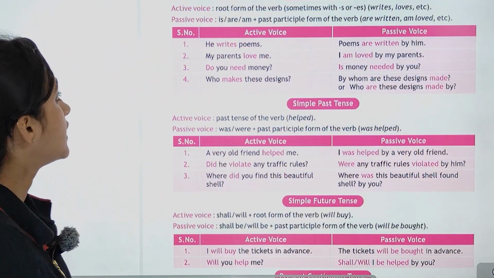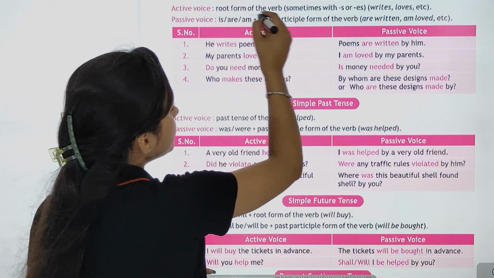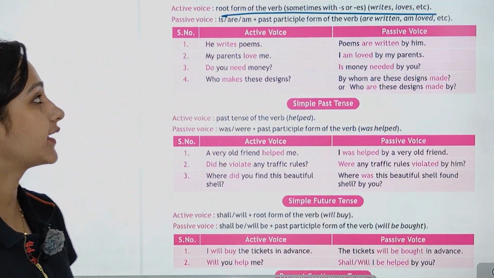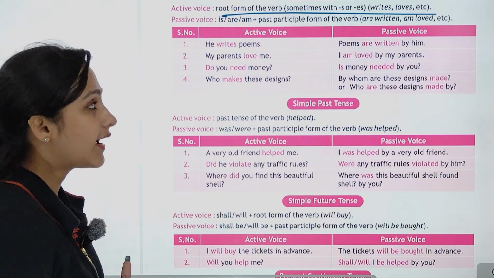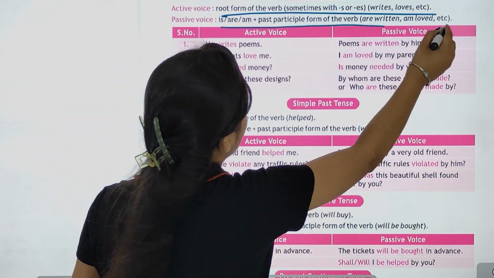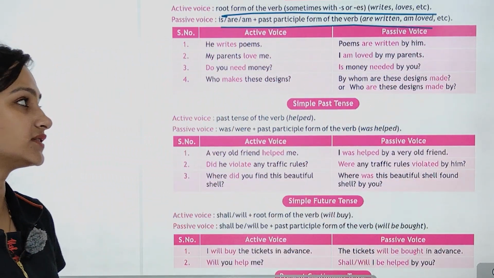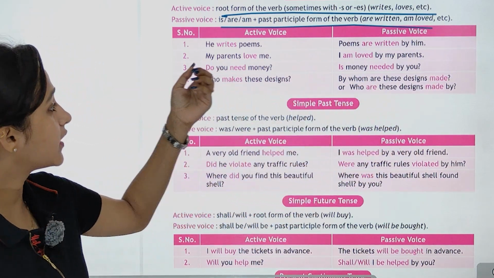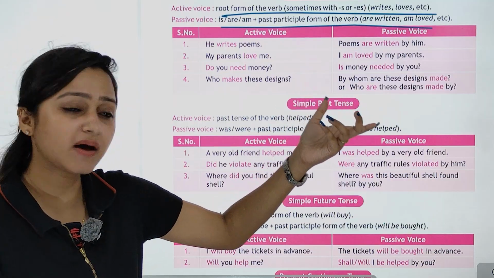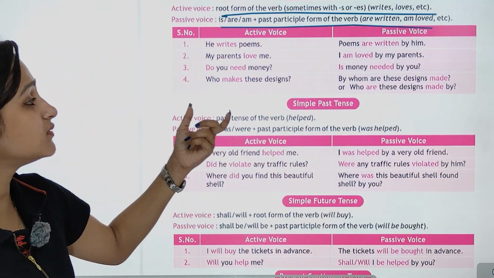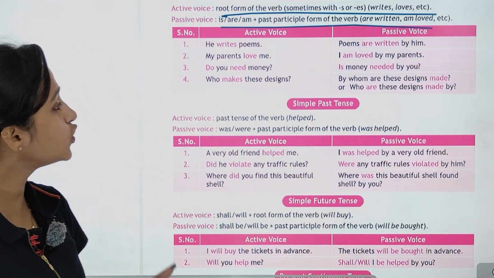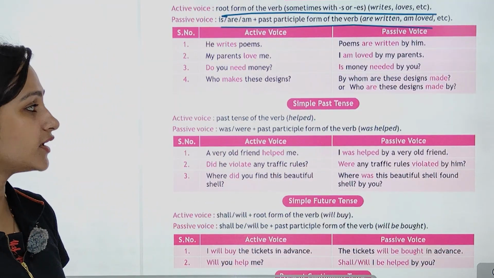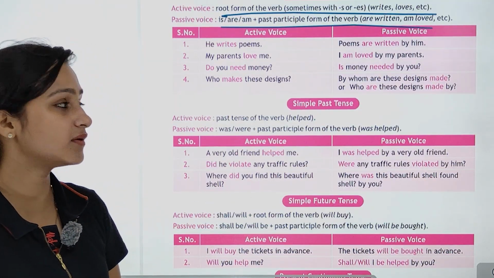Simple present tense. Active voice. Root form of the verb होती है, sometimes with s or es: writes, loves, etc. Passive voice में क्या होता है? Is, am, are plus past participle form of the verb: written, loved, etc. Active voice, he writes poems; are written by him. My parents love me, I am loved by my parents. Do you need money? Is money needed by you? Who makes these designs? By whom are these designs made? Or who are these designs made by?